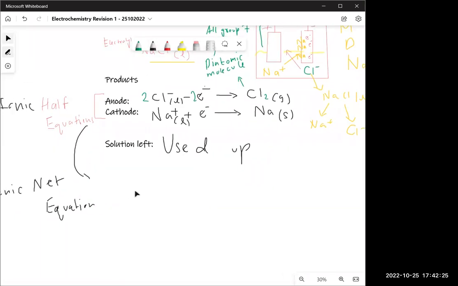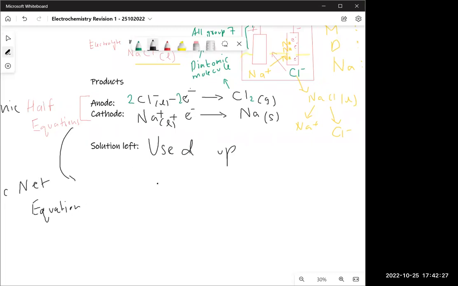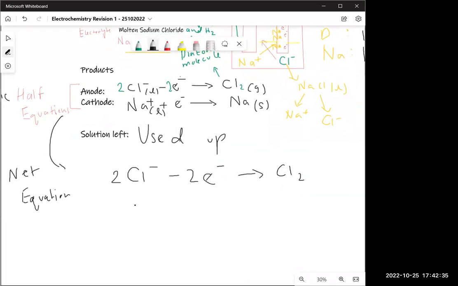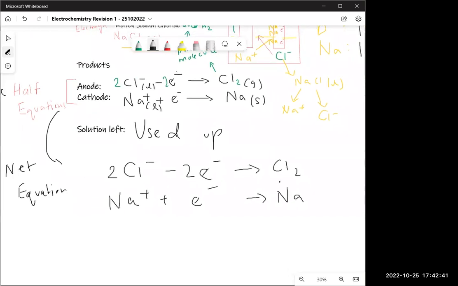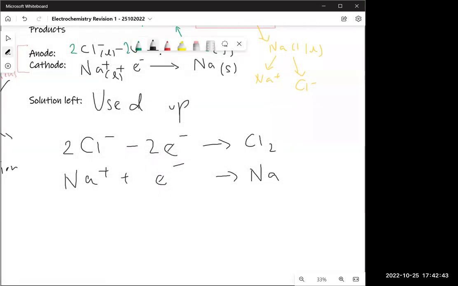Now, how do I find the net equation? Well, my job is to take the two equations. Let's take them. 2Cl minus minus 2 electrons gives us Cl2, and Na plus plus electron gives us Na. That's what I have. Now, Liana, tell me how many electrons are lost in the first reaction? 2. And how many are gained in the second equation? 1.